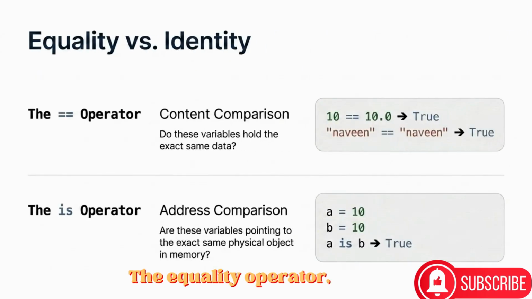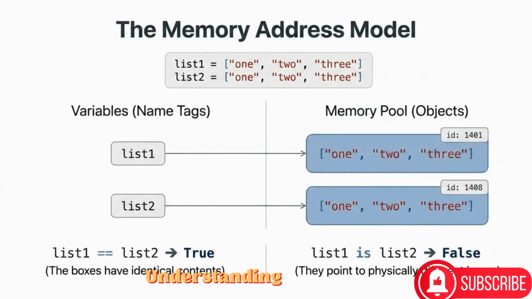The equality operator, double equals, compares the content of variables. The is operator performs an address comparison, checking if variables point to the exact same physical object in memory. Understanding the memory address model clarifies the difference between content and identity. Two separate lists with identical contents are equal, but since they are distinct objects in memory, the is operator returns false.